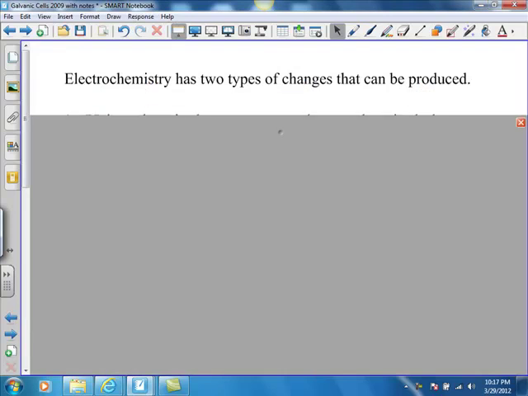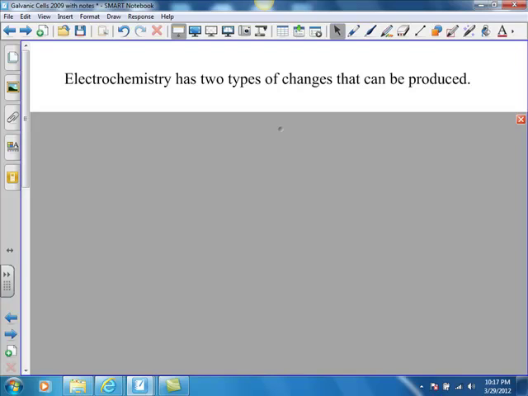Now, when we talk about electrochemistry, a lot of what we talked about in the previous lesson was understanding and identifying oxidation and reduction. So hopefully now you have a good grasp of the fact that oxidation is when something loses electrons and reduction is when something gains an electron.